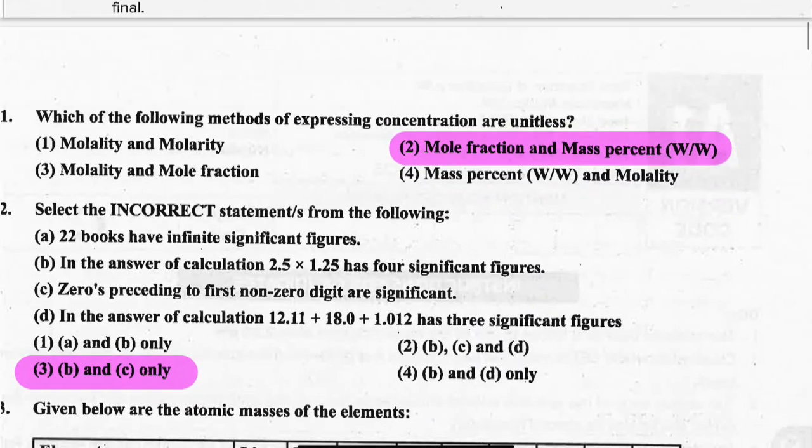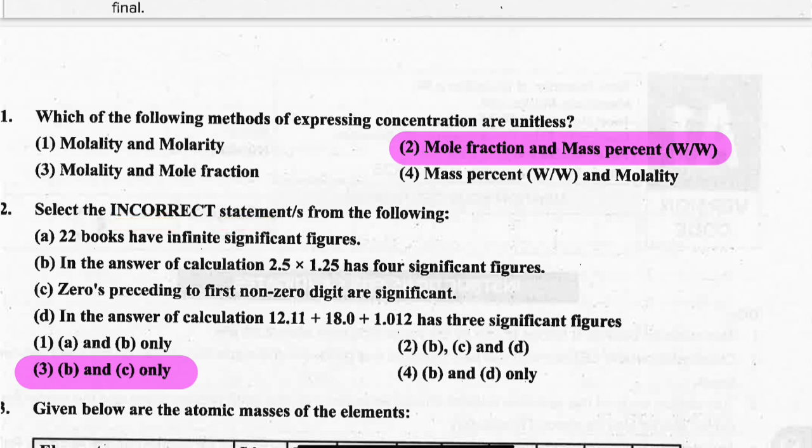So the first question is, which of the following methods of expressing concentration are unitless? So which doesn't have a unit? You can see option 2 will be the correct one. That is, mole fraction and mass percent don't have a unit. They are unitless.